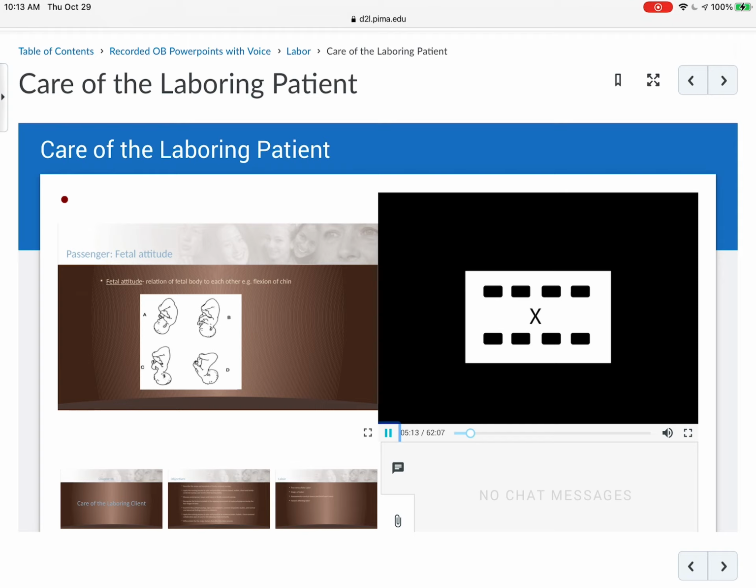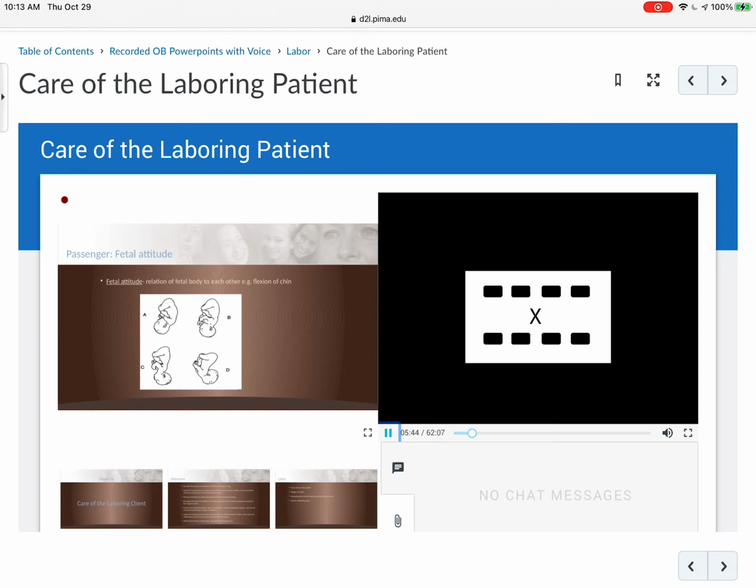And you can see here that passenger, that we call fetal attitude. And I always say when a kid has an attitude, its chin goes away from its chest. That's a baby with an attitude. So in this position, the baby's chin is tucked into its chest and its head is looking down, so it's coming down the birth canal. Actually, when it comes out of the birth canal, it's looking down at the floor. This is the best position for the baby to fit down the birth canal. That would be position A.